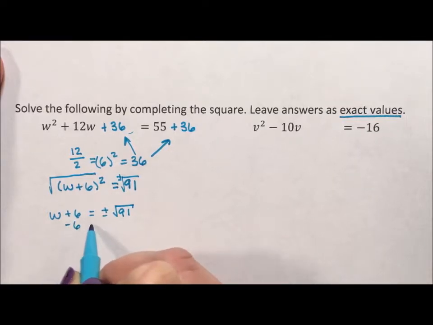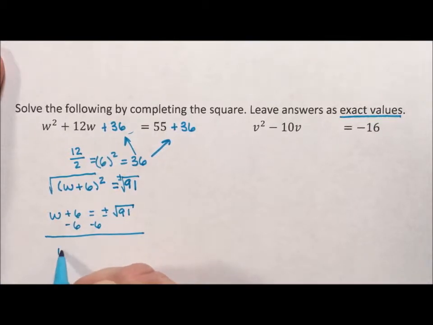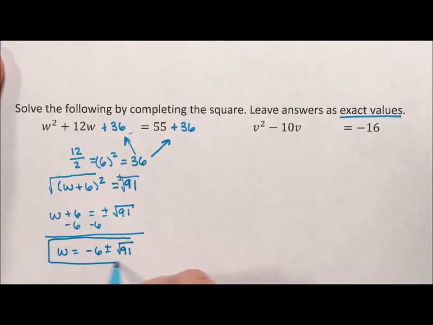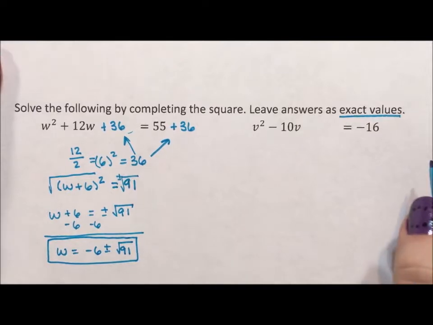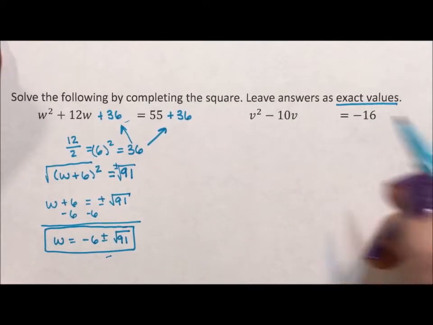All right, I'm going to subtract 6 from both sides. Now the 6 and the square root of 91 are not the same type of number, so they cannot combine. So I'm left with w equals negative 6 plus or minus the square root of 91. Okay, so let's do this again and see what happens when we don't end up with a square root.